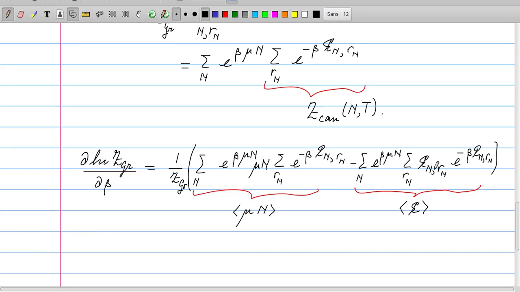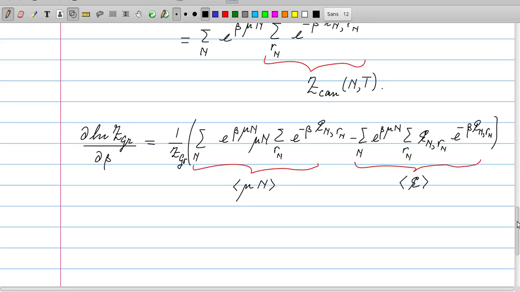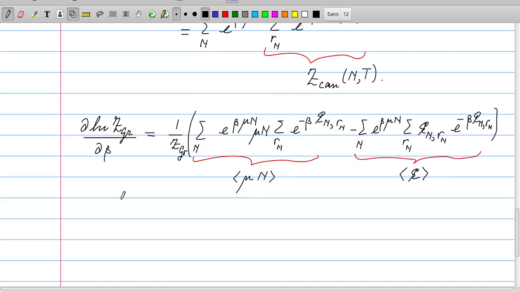And so if we look at the expression, we see that this is nothing but the expectation value of mu n, and here we have minus E. So altogether, this implies that the expectation value of E equals d ln Z grand d beta with a minus sign, and then plus mu times the expectation value of n.